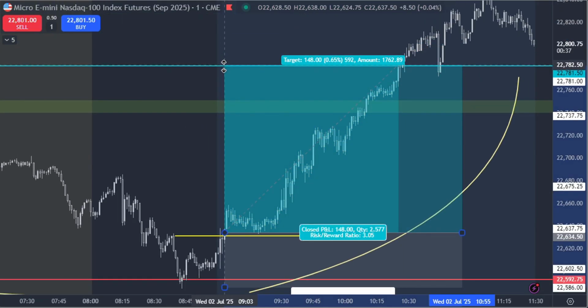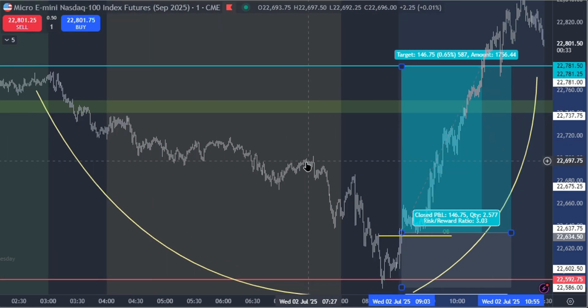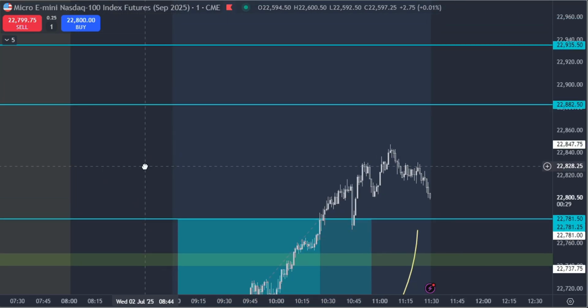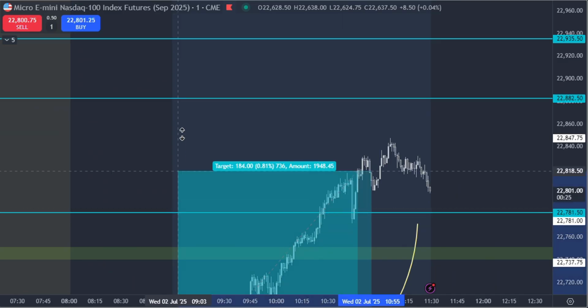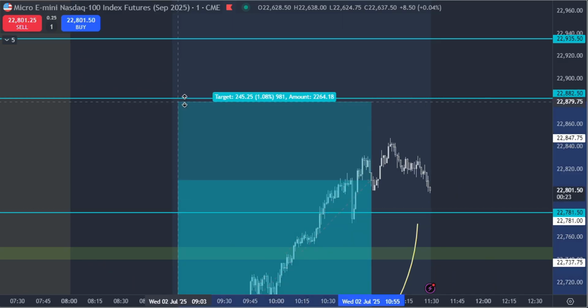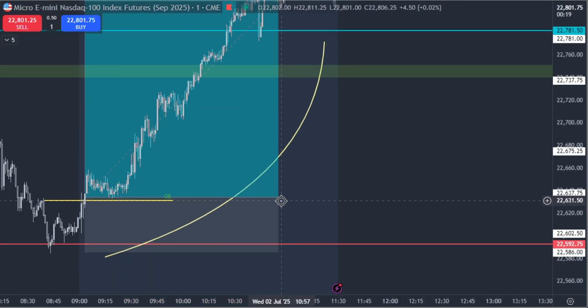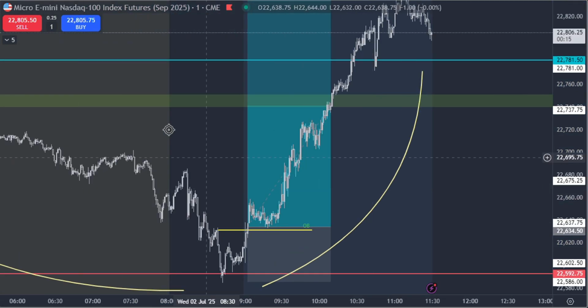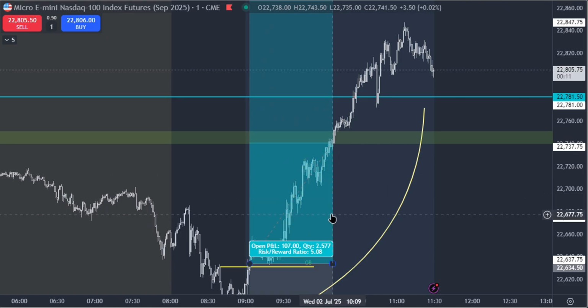Target the Asia session high. And then you can take partials there. You can keep holding it if you're able to hold it. If I would have been in this trade, I would have closed it by here by now already.